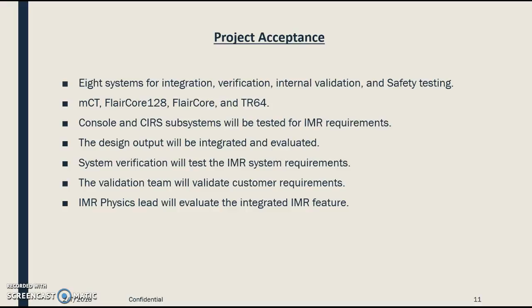Project acceptance. So 8 systems will be tested for integration, verification, internal validation, and safety. 8 systems for each of the products, that is MCT, FLAIR, and TR64. The CIRS and console subsystems are contributing subsystems to the development of this feature. Hence, they will be tested for IMR requirements.